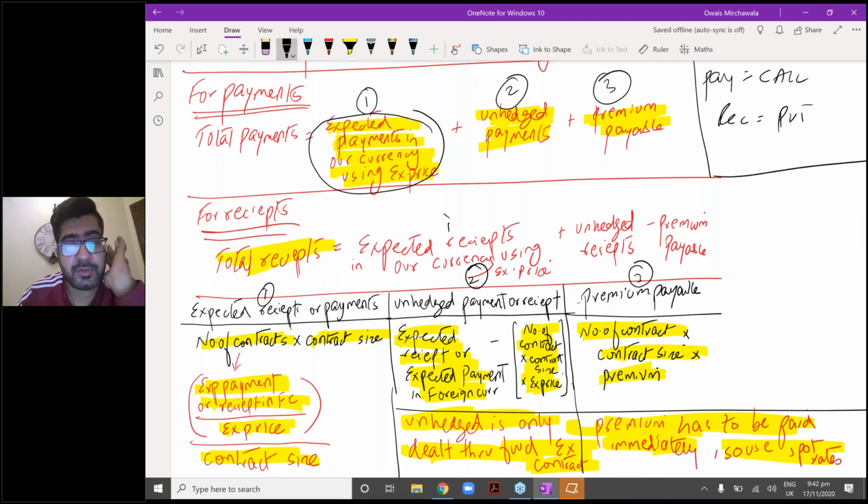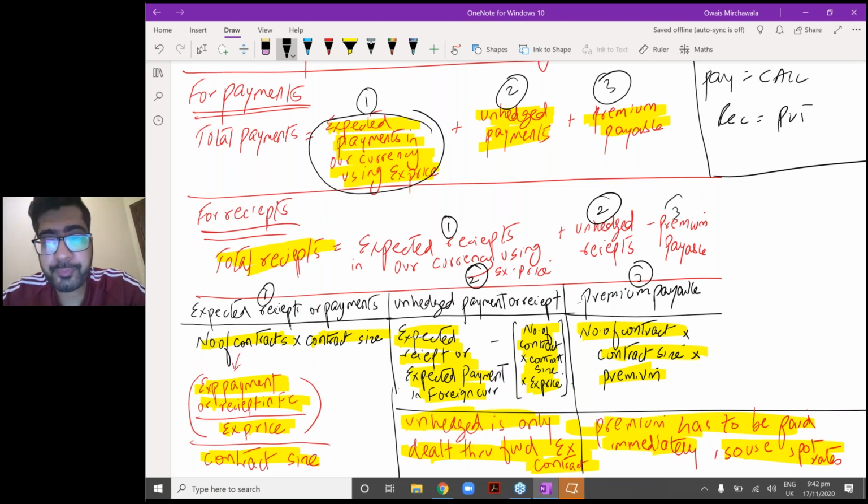Expected receipts in our currency using exercise price is calculated in the same manner: number of contracts into contract size. Then unhedged, obviously because of standardized size, some amount will be left as unhedged. It's computed in the same manner: expected receipt or payment minus number of contracts into contract size into exercise price, minus premium payable.